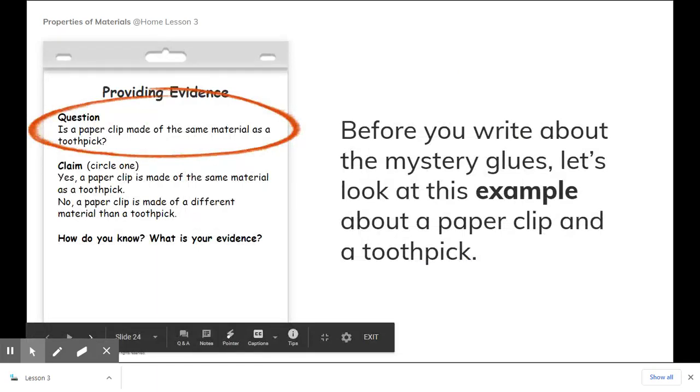Before you write about the mystery glues, let's look at this example about a paper clip and a toothpick. This is so that we know how to write a claim and provide evidence. So the question is, is a paper clip made of the same material as a toothpick? You're going to choose one of those claims. Yes, a paper clip is made of the exact same material as a toothpick. Or no, a paper clip is made of different material than a toothpick. How do you know? What is your evidence?